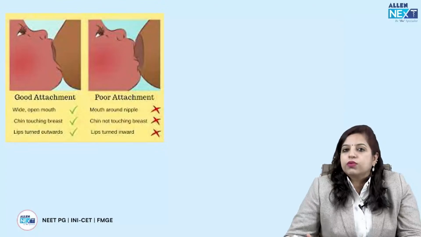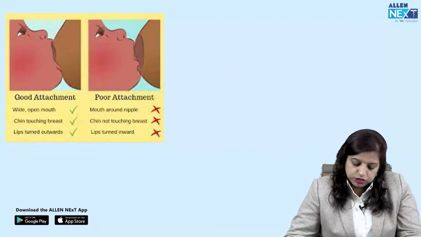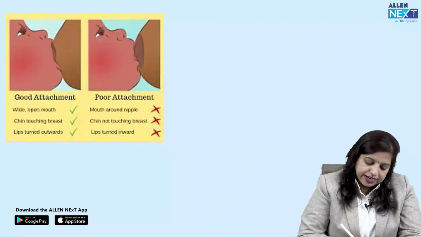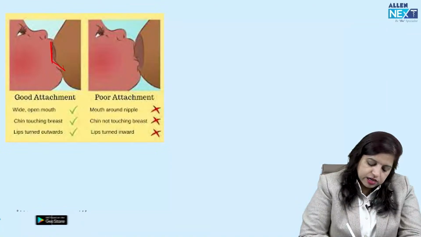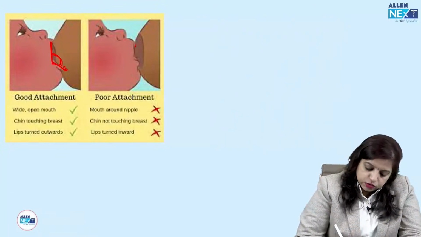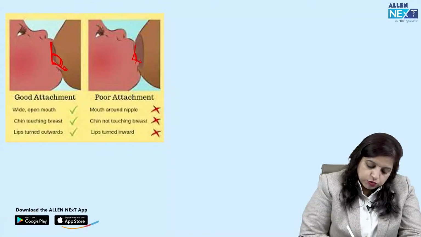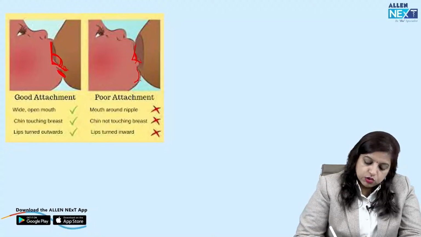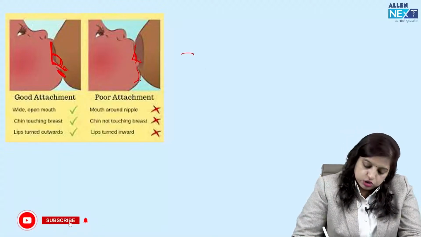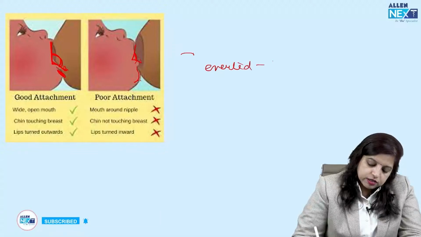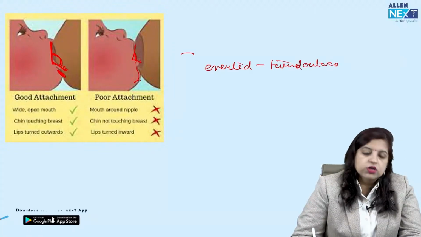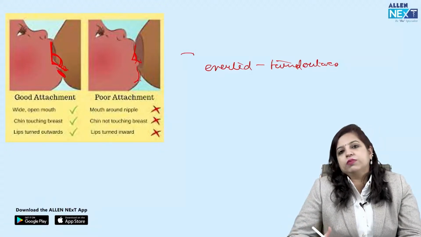Now again, questions have been asked on attachment, so we should be knowing this. A good attachment will have a wide open mouth. Very importantly, the angle between the upper and lower lip should be an obtuse angle, while here if you can see, this is an acute angle. So this should be an obtuse angle. The chin should be touching the breast. You can see here it is not touching. And the lips, the lower lip especially, should be everted. It should be turned outward. Very important. This all shows you that there's good attachment of the baby's mouth to the breast.